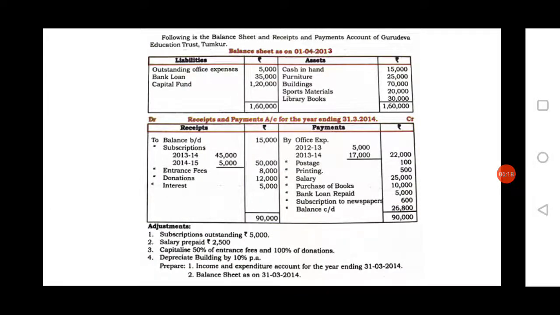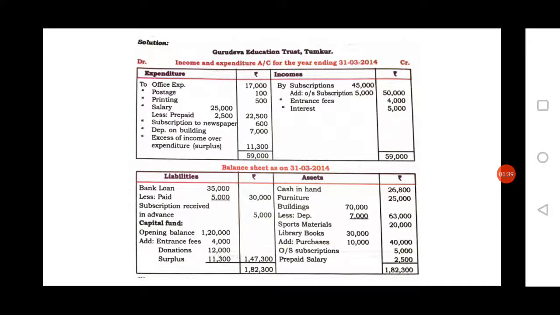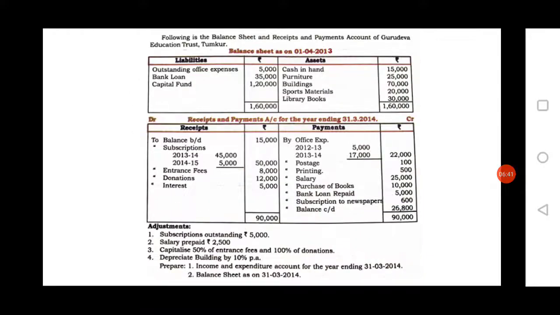Next, donation 12,000. Here in the adjustment they have said 100% capitalize donation. Therefore, you have to consider this donation as a capital item. It is not revenue income. Therefore, you should not record this donation on the income side.